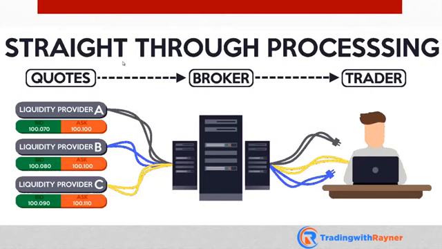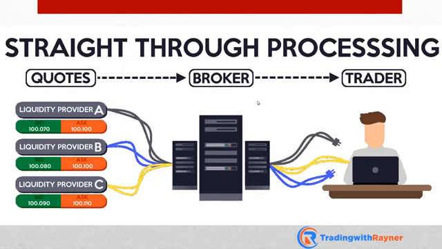So another type of non-dealing desk is what we call a straight-through processing broker. What they do is, again, you're the trader, and there's the broker. So the broker will get quotes from all the different liquidity providers, and then share the most competitive one with you, right? So what they'll do is that these are currently the bid and ask by liquidity providers A, B, and C. So they'll mark up this spread slightly, and then pass on the cost to you.